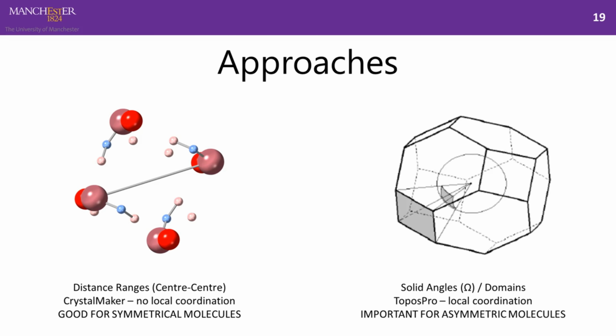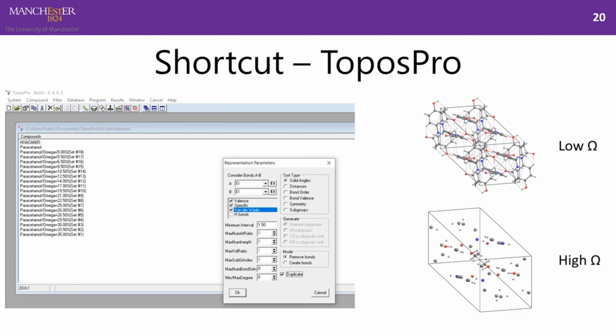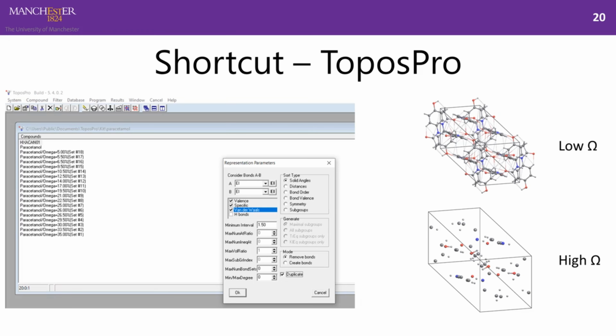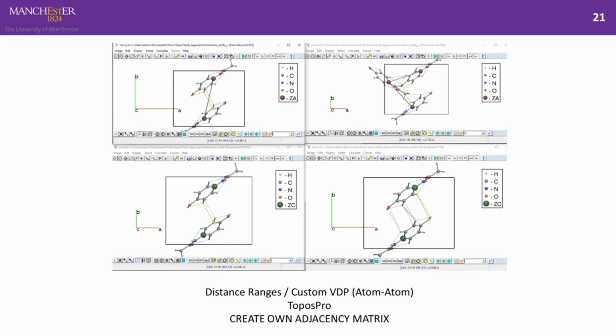Or you can use distance ranges, which can be used in Crystal Maker, but are also supported in Topos Pro. The differences between these are discussed in another video. There are some shortcuts in Topos where you can generate lots of structures, where you consider different strengths of interactions by cutting off different size Voronoi faces. So you can get a good quick description of lots of different coordinations. But this is again covered in another video. And if you want, you can create your own adjacency matrix in Topos Pro, where you define all of your connections manually between certain atom types, similar to your distance ranges that you use in Crystal Maker.